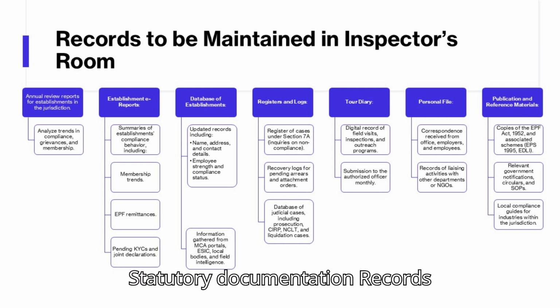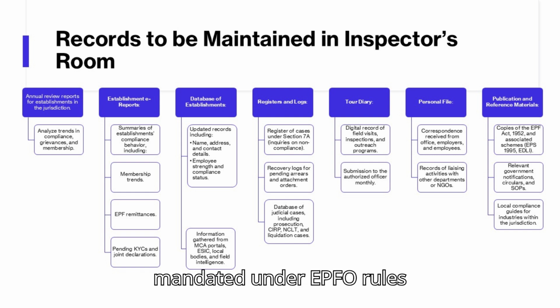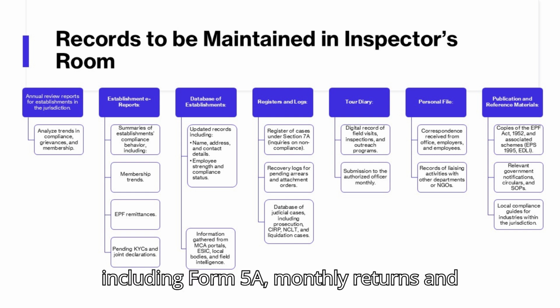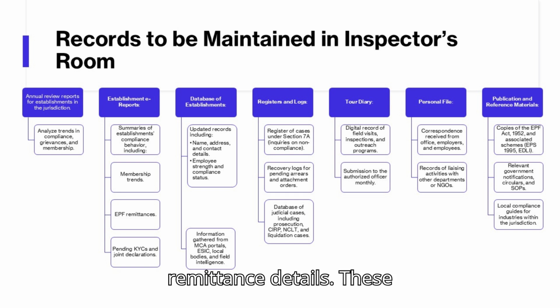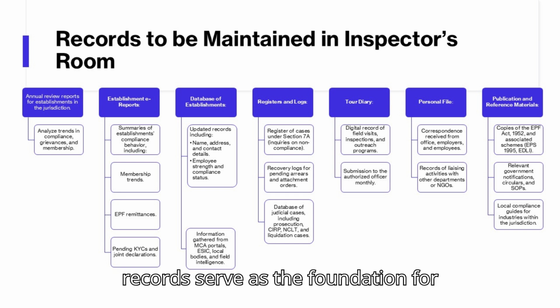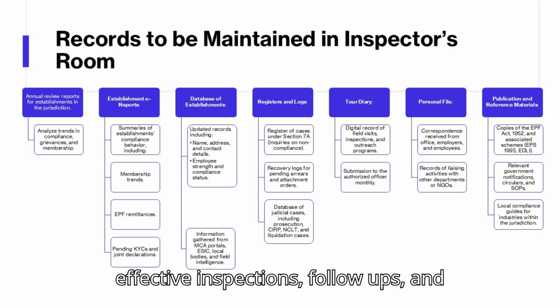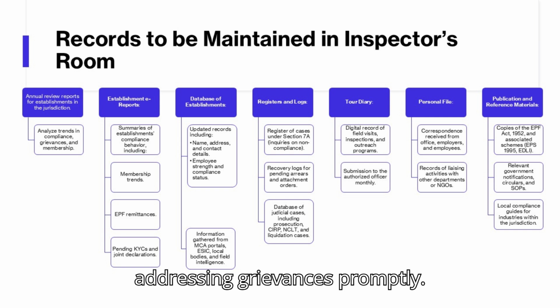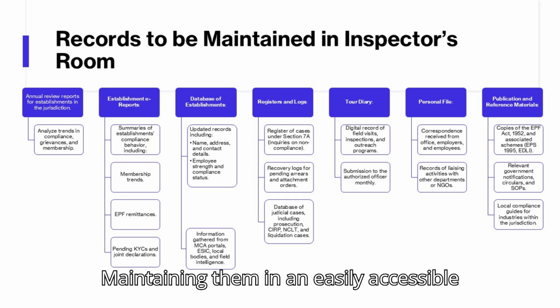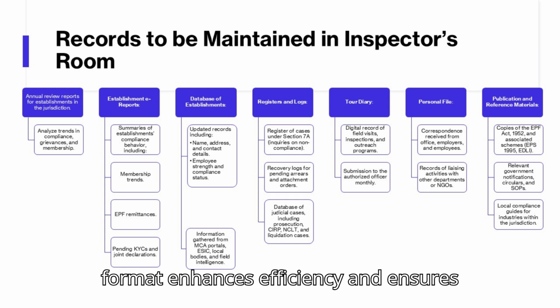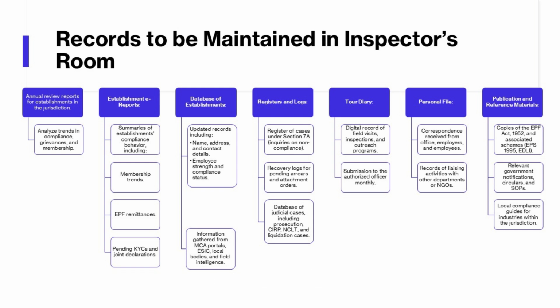Statutory documentation: records mandated under EPFO rules, including Form 5A monthly returns and remittance details. These records serve as the foundation for effective inspections, follow-ups, and addressing grievances promptly. Maintaining them in an easily accessible format enhances efficiency and ensures accountability.